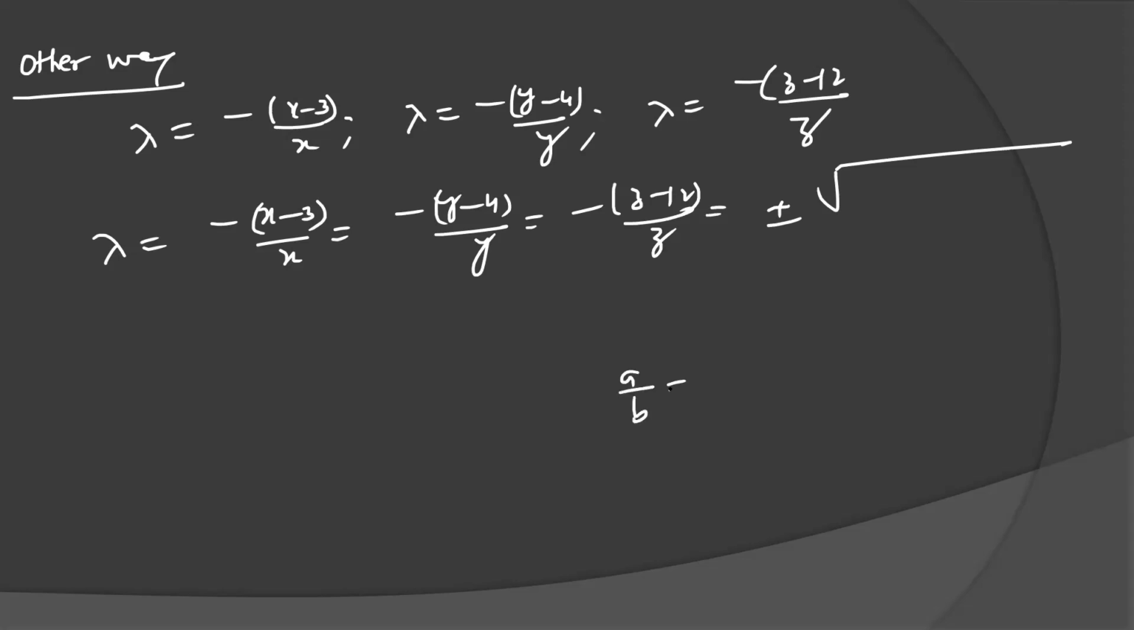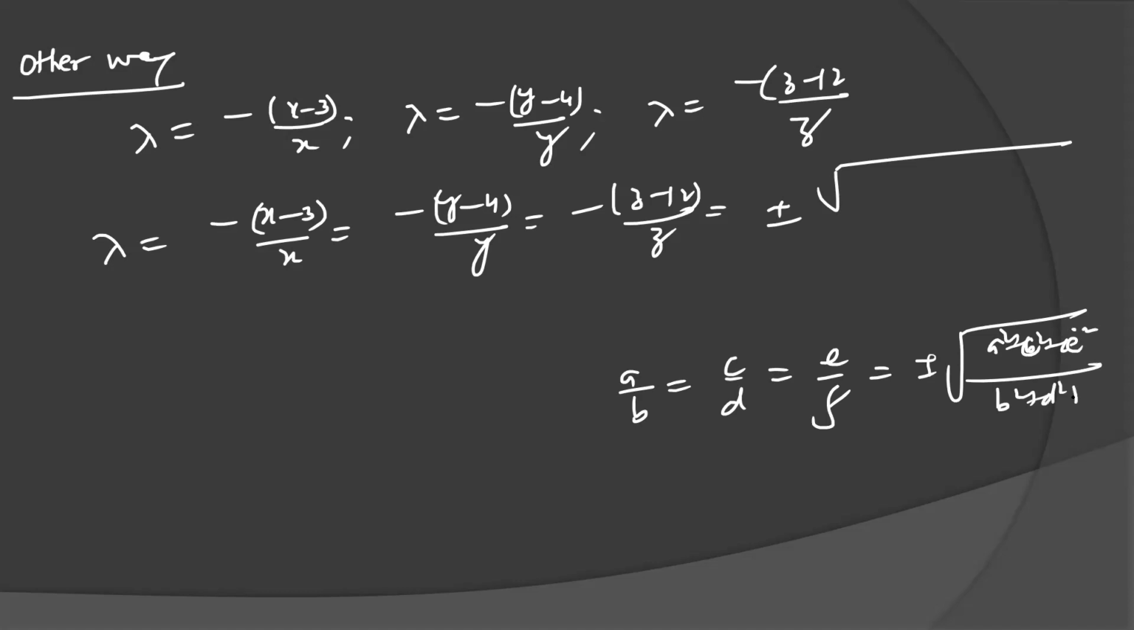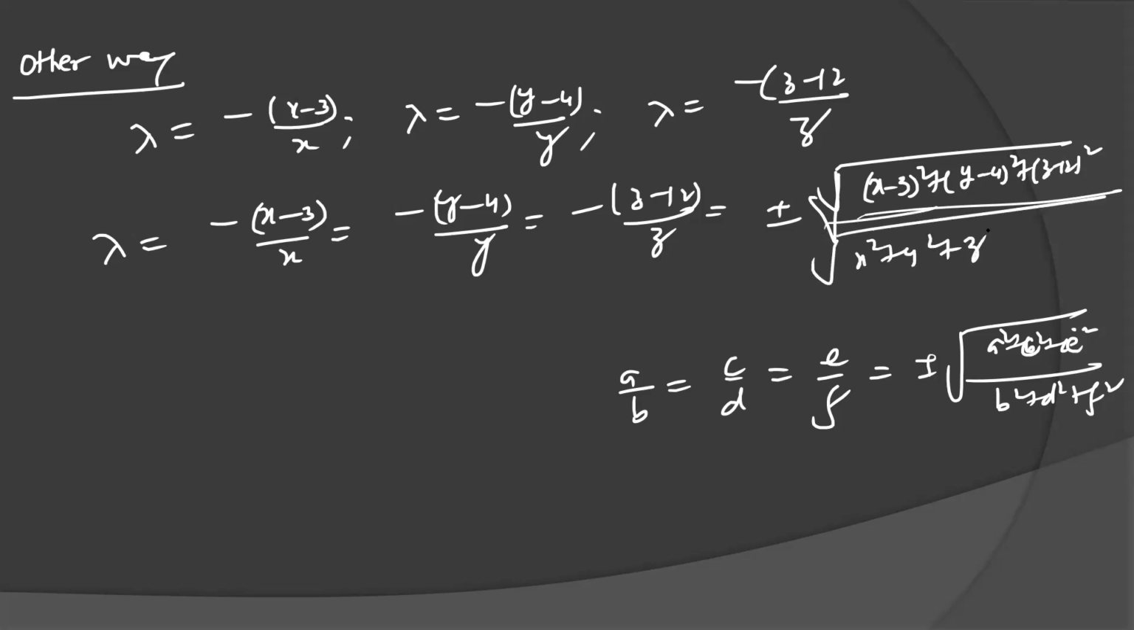Actually, if you have a by b equal to c by d equal to e by f, this is equal to plus minus under root of (a square plus c square plus e square) over (b square plus d square plus f square). Very simple technique. It's the ratio property. So you will get (x minus 3) whole square plus (y minus 4) whole square plus (z minus 12) whole square over x square plus y square plus z square, under root.